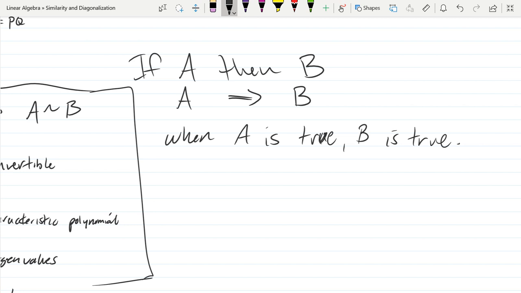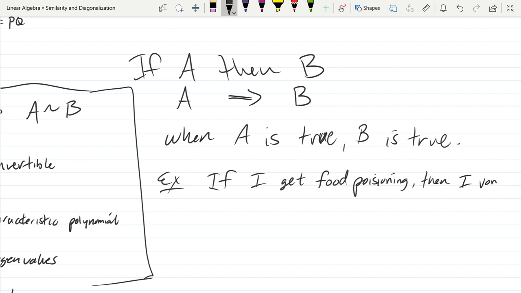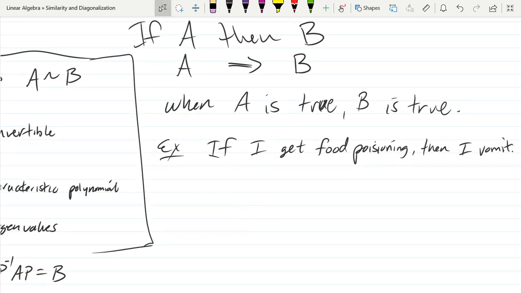So what about if A is false? I'm going to give you a very easy theorem that I think is good for illustrating the way logic works in A implies B. If I get food poisoning, then I vomit. I think probably all of us have gotten food poisoning. It's pretty common in the United States, way more common than in most other countries. So if you know I ate food that's going to give me food poisoning for sure, you know what's going to come next.